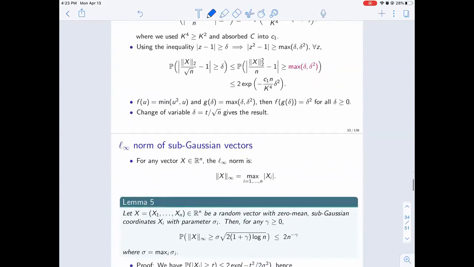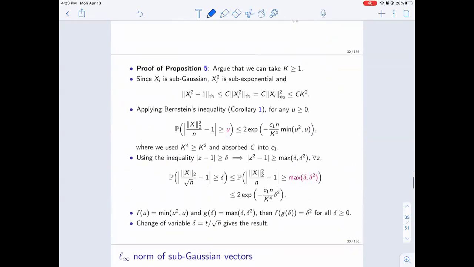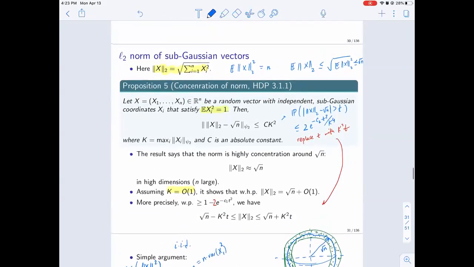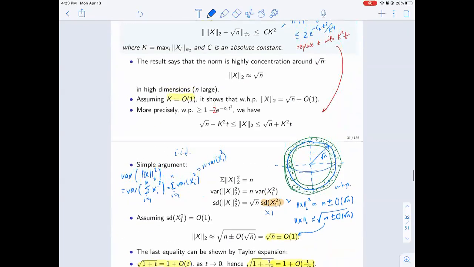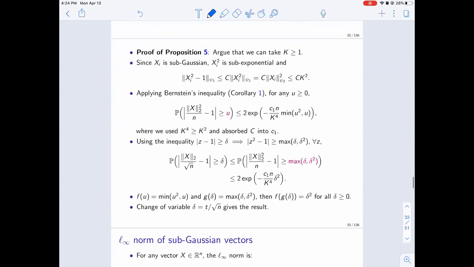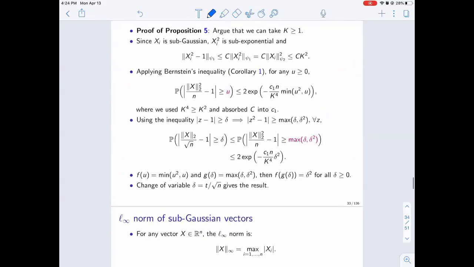No questions? So one question would be, what about other norms? This was the L2 norm, which is very sharply concentrated near a constant times root n. How about, let's say, the L infinity norm? So what is the L infinity norm? The L infinity norm of a vector is the maximum of the absolute values of the elements.